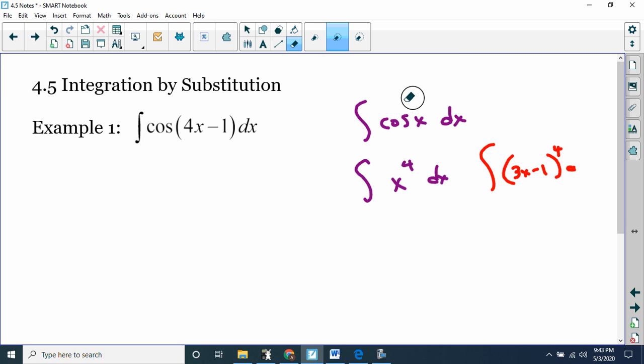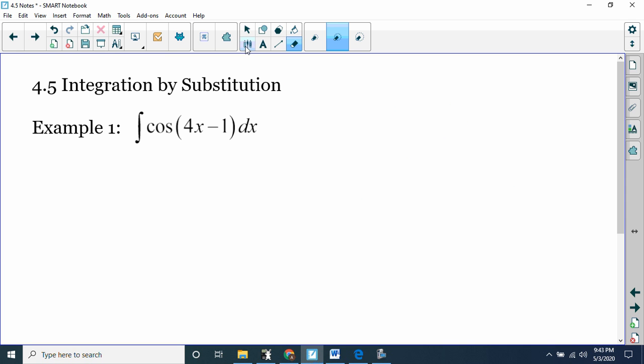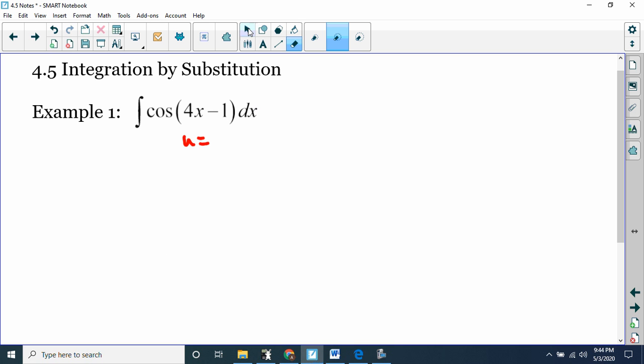Usually the first one can be a little confusing, and then once you start to get the hang of it, it's not too bad. So it's asking us for the integral of cosine of something other than just x. We want this to eventually look like the integral of cosine of just a variable, and usually we choose u as our variable. So we're going to make u equal to 4x minus 1. And now it'll say the integral of cosine u.